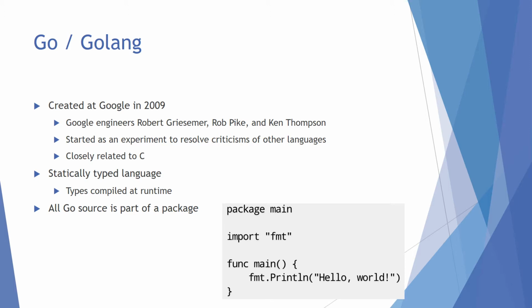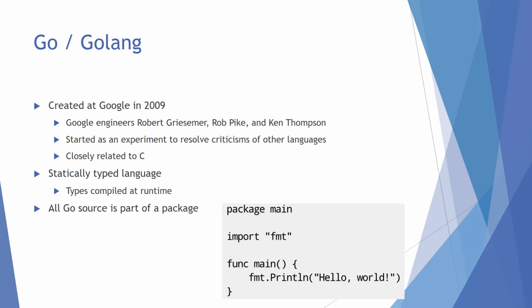So Go, or golang as it's sometimes called, if you ever look it up on the internet, was created by Google in 2009. It was created by a few engineers that work there, and they had some gripes about C and C++, and they wanted to overcome some of those criticisms of that language and some of the other languages and some of the complexities that make them hard to use. So they decided to start writing Go, which is still similar to C, but their intention was to make it easier and more functional.